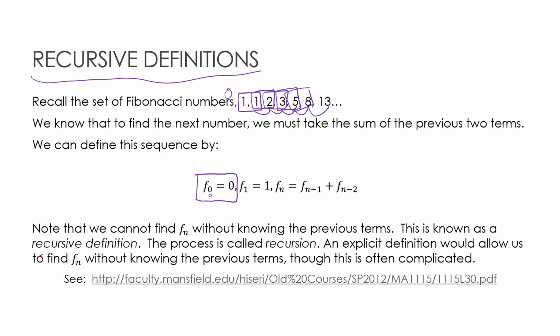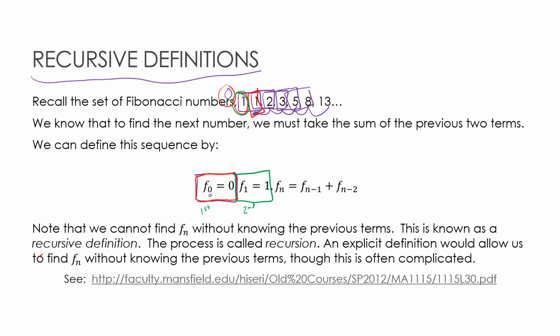The reason that we have to do this is because to find this number 1, I need to take 0 plus 1. So I'm defining f of 0 as 0, and I also have to define f of 1 to be 1. Why do I have to do that? Because in order for me to find my next number, I have to know the two numbers before it. So I'm defining my first starting number and my second starting number.